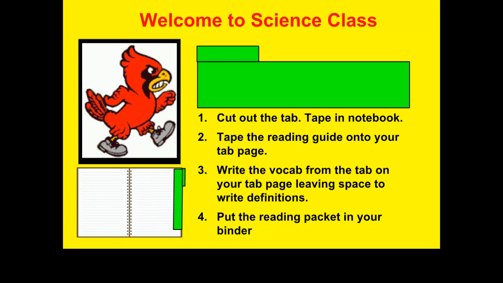As always, with each lesson, you're going to get a green tab. You should cut out that tab and tape it into your notebook. Any guiding readings you can tape into your tab page, and you can write the vocab from the tab and then put that reading packet into your binder.